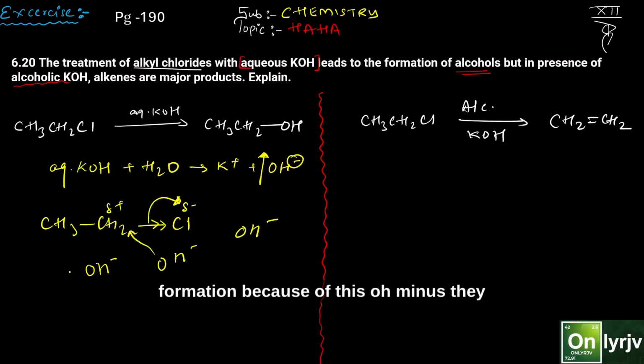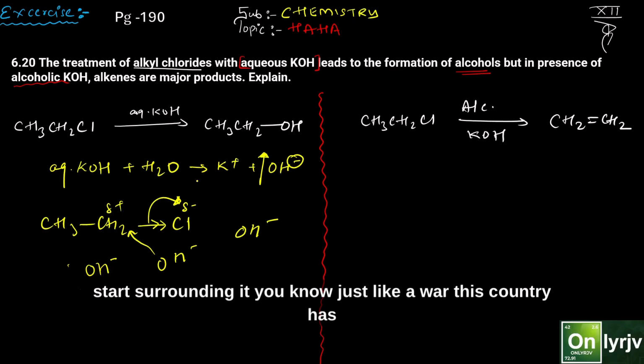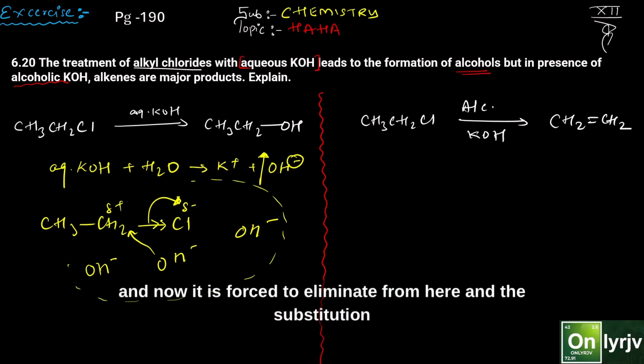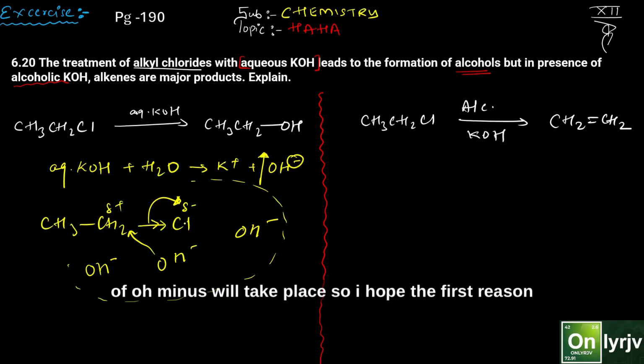Because of this OH-, they start surrounding it, just like a war. This country has been completely surrounded by this OH-, and now it is forced to eliminate from here, and the substitution of OH- will take place. So I hope the first reason is clear, why aqueous KOH gives a substitution.